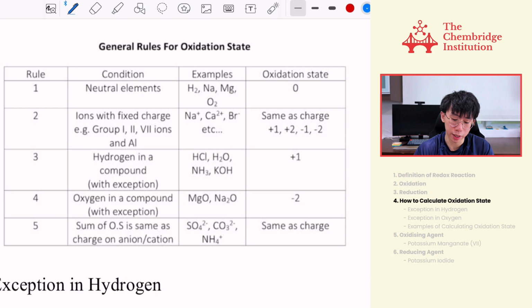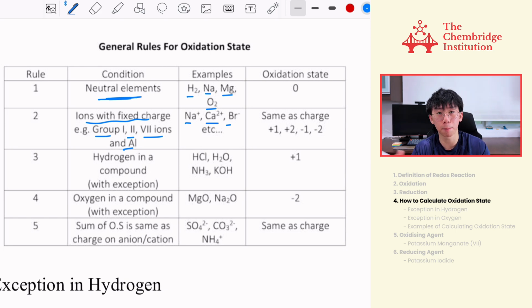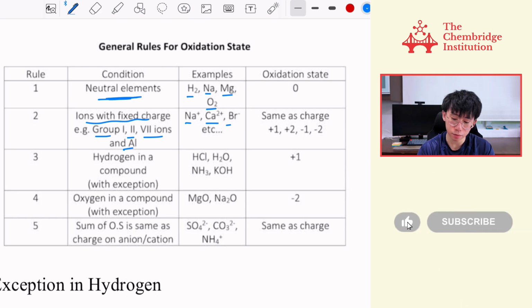Rule number one, your neutral elements, like hydrogen gas, sodium, magnesium solid, oxygen gas, always have an oxidation state of 0. Number two, your ions with fixed charges, your group 1, group 2, group 7 ions and aluminium, all have a fixed charge. So your Na+, your Ca2+, your bromide, all have an oxidation state which is the same as the charge that they have. So for Na+, since it's a 1+ charge, it has a +1 oxidation state.